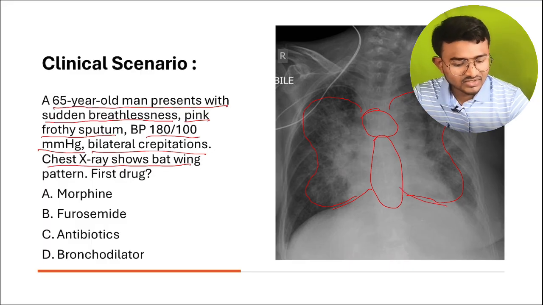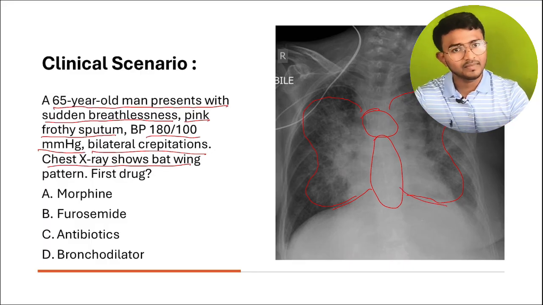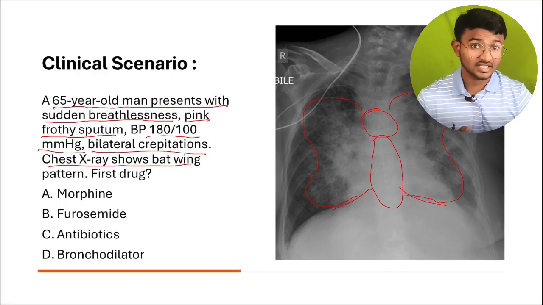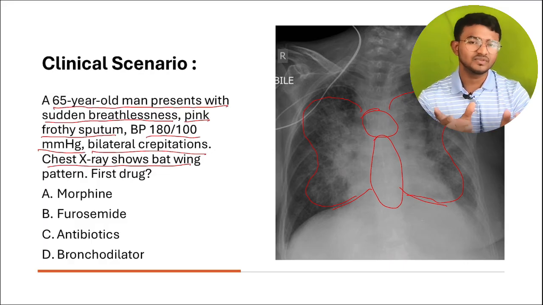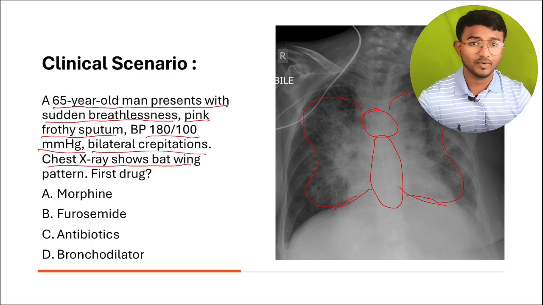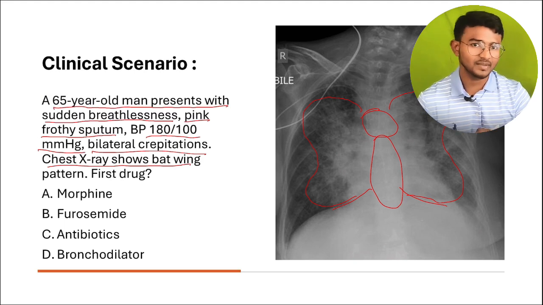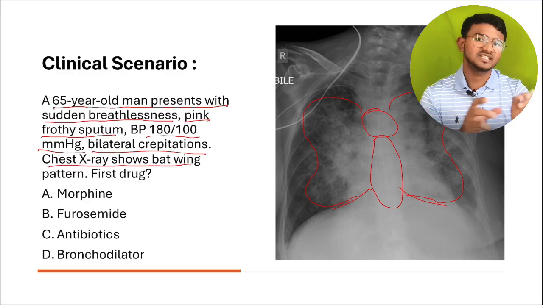If you see this appearance, we have to suspect pulmonary edema. The same can be seen in acute respiratory distress syndrome, ARDS, but you can differentiate them easily. We will discuss this while discussing x-ray interpretation and the bat wing appearance, and at that time we will discuss how to differentiate pulmonary edema versus ARDS.